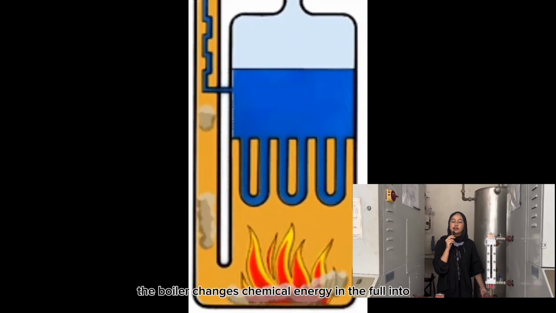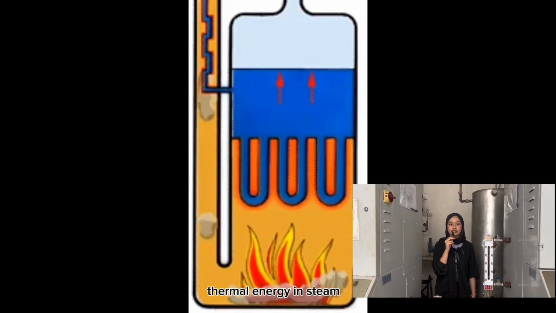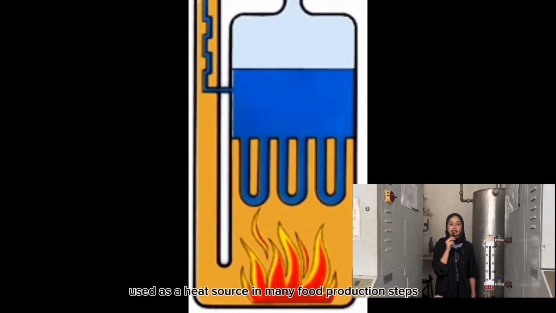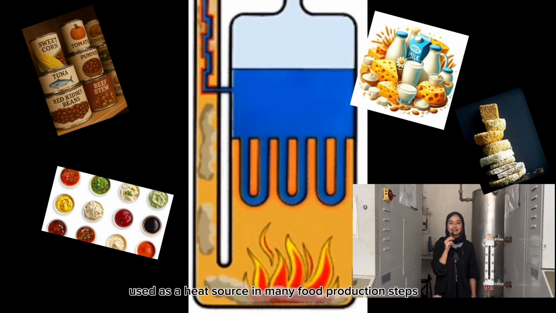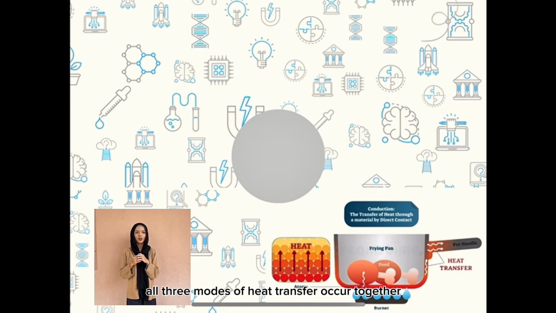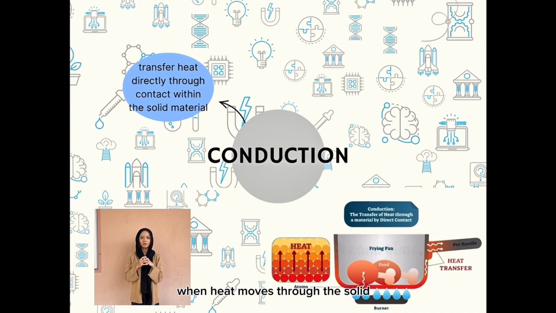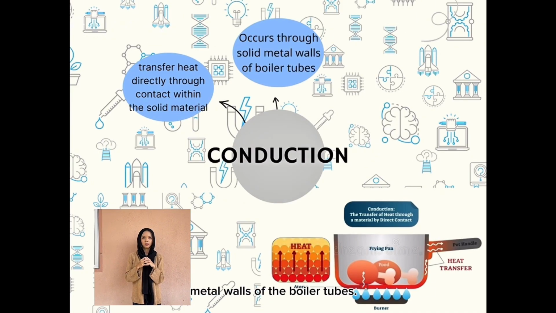In short, the boiler changes chemical energy in the fuel into thermal energy in steam, which is then used as a heat source in many food production steps. In a boiler, all three modes of heat transfer occur together and each one plays a very important role. Conduction takes place when heat moves through the solid metal walls of the boiler tubes.